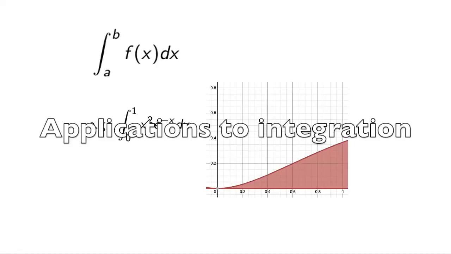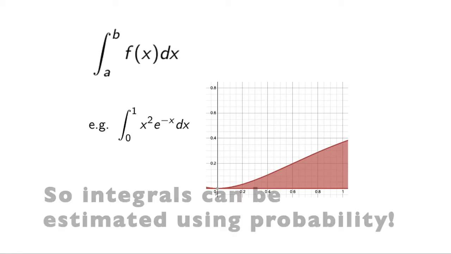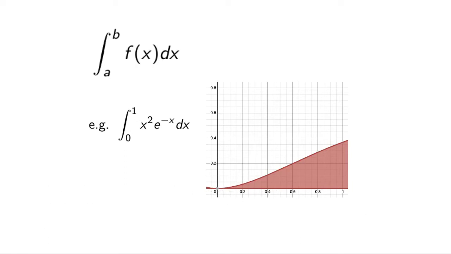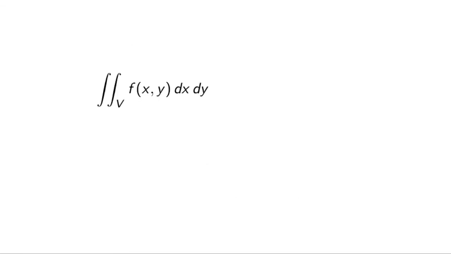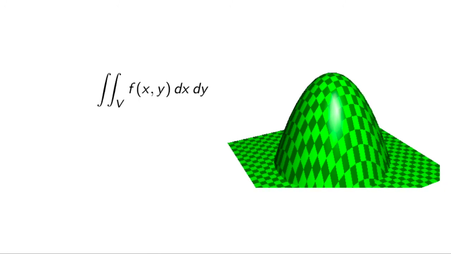Area, volume, yeah, maybe that's not that interesting, but one of the key things is we know that integration corresponds to finding areas. Here we have the integral from a to b of f of x dx. For example, the integral from 0 to 1 of x squared e to the minus x, the graph of which you can see over here. We know that the integral represents the area under the graph, and we now know we can estimate areas using probabilities. As you move on with your calculus education, you'll learn about multiple integrals such as this one over here. This essentially represents a volume, and we also know that volume can be estimated using probability.